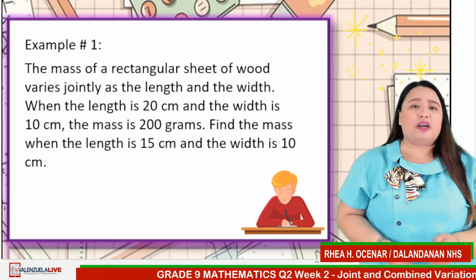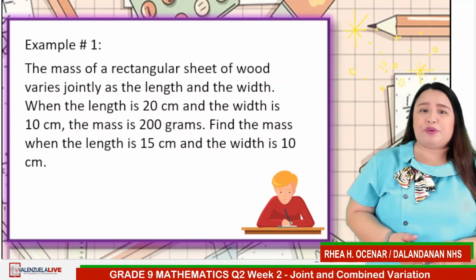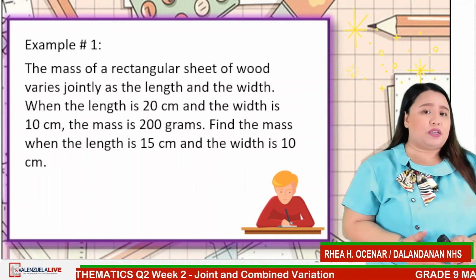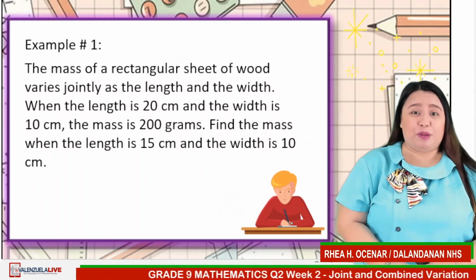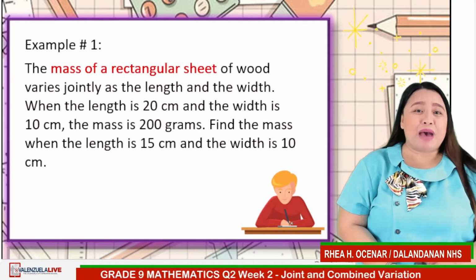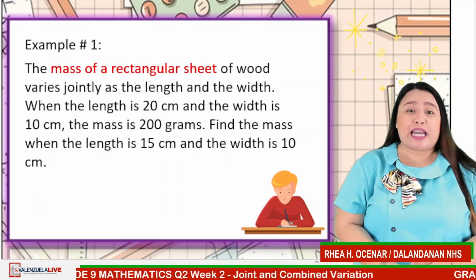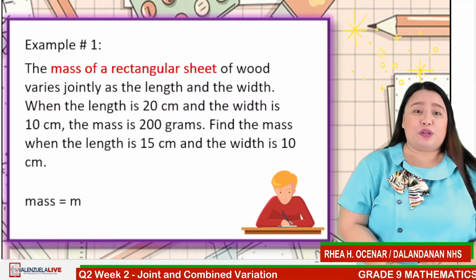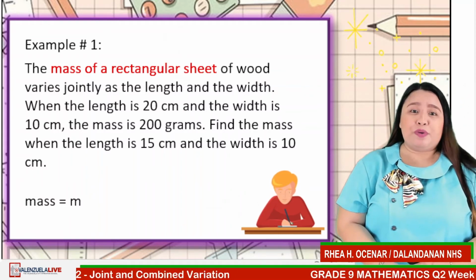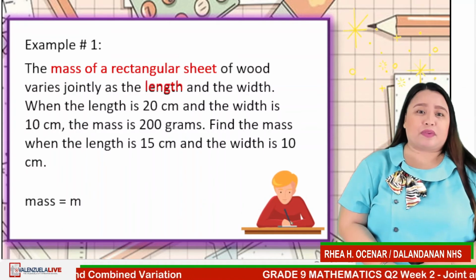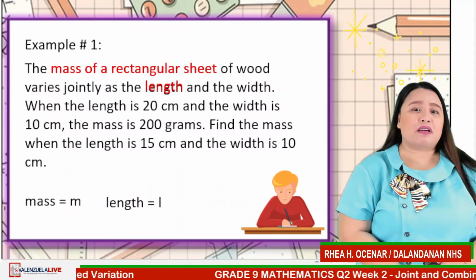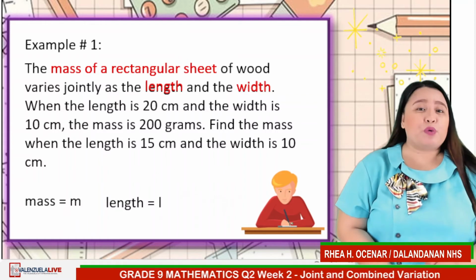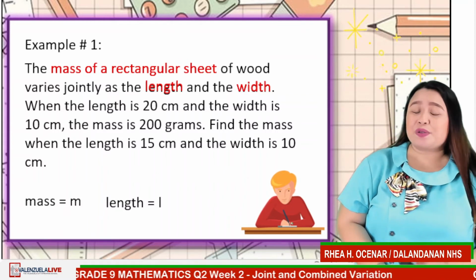If you observe the given problem, there is no variable that represents each quantity. So, you can use any letter to do this. The first quantity in the given problem is the mass of a rectangular sheet. We can assign variable M for this. We will also use L to represent the length and W for the width. In order to solve this, we will apply again the steps we discussed earlier.